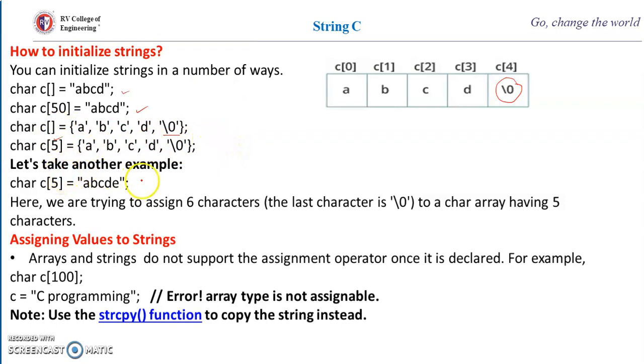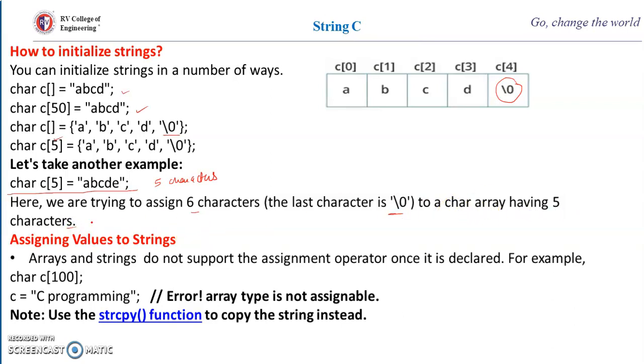So let's take another example. In this example, you can see this is the character array, the name of the array is C, size is 5, and the string is A, B, C, D, E. So there are 5 characters here, but one more character is required. There are 6 characters required because the last character will be the null character. So we are trying to assign 6 characters, the last one being null, to a character array having 5 elements.